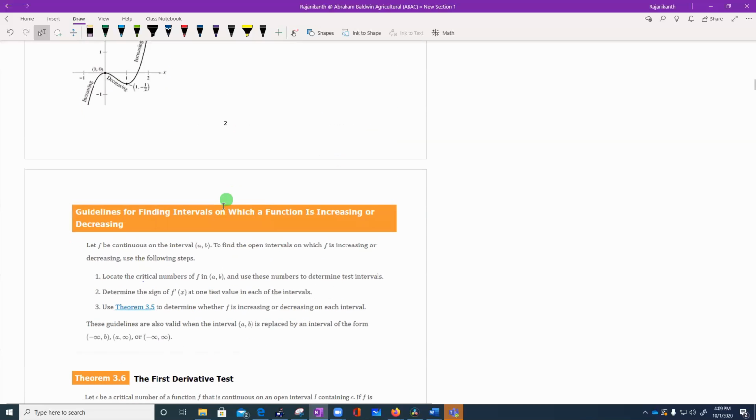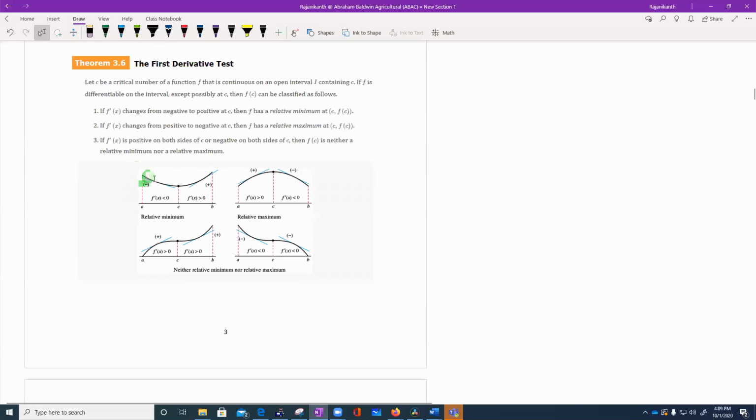Remember, negative slope means the function should be decreasing, right? That is why you see the function going down. Here, the first derivative is positive, so the function should be increasing. Remember, at the critical points, the slope is always zero or does not exist. Here we have taken all four scenarios where the slope is zero. So this slope is zero. The only way is that the function attains a minimum, then increases. Therefore, we have a relative minimum. Okay.